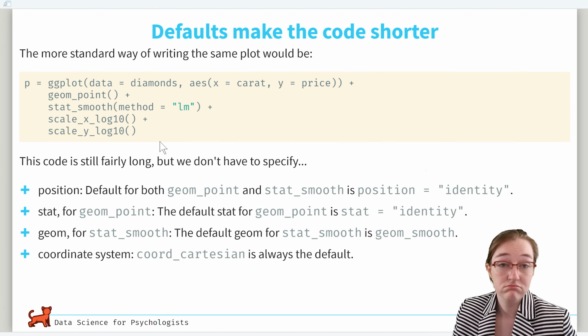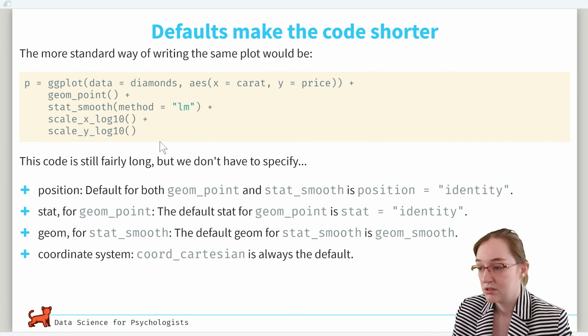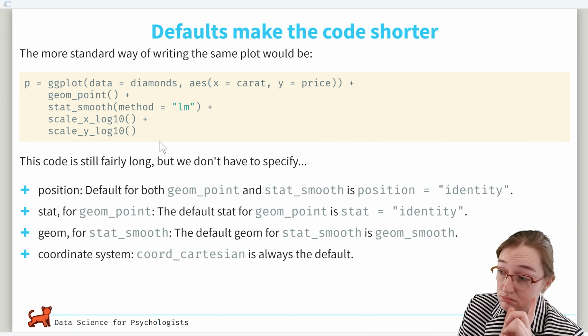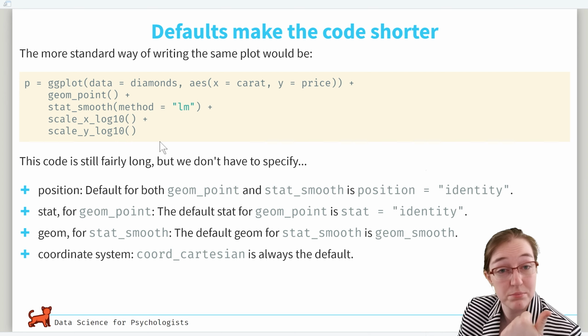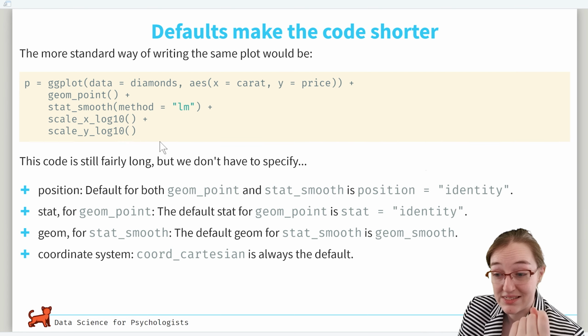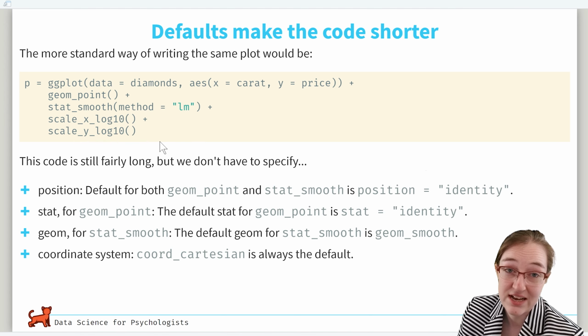And it'll look identical. So this code is still pretty long, but way less long because we didn't have to specify the positions or the stats for geom point or the geom for stat smooth, because the default for stat smooth is geom smooth. It's pretty nice. And we didn't have to specify our coordinate system at all.